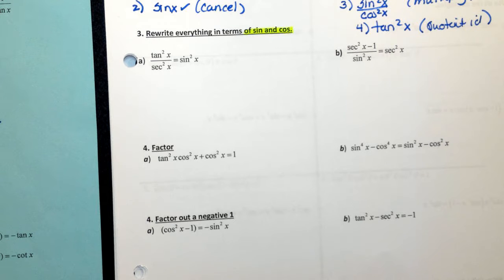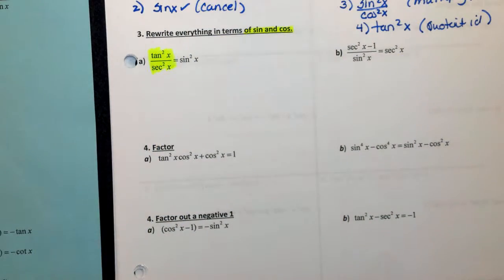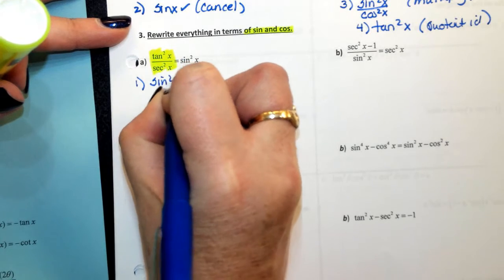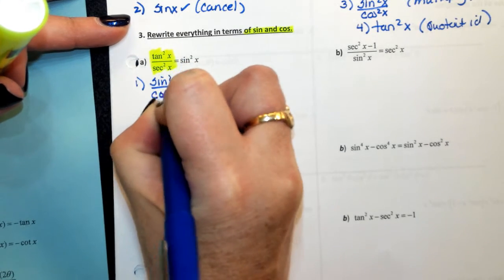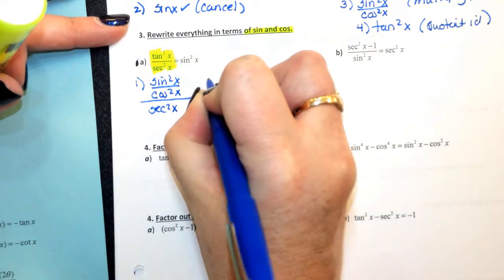What side is the more complicated side? Left side. So now keep an eye on where we're trying to get to. Our goal is to get the left-hand side to be written in terms of sines. So what is tangent squared equivalent to by your quotient identities? Sine squared over cosine squared. And this is all over secant squared x.